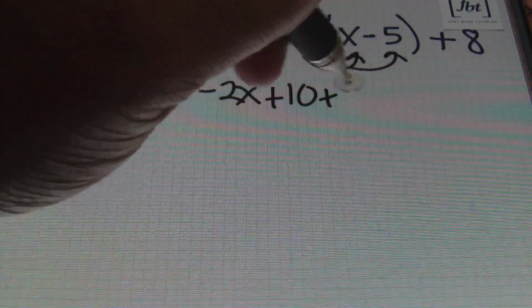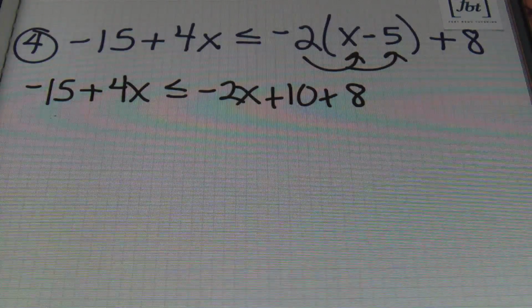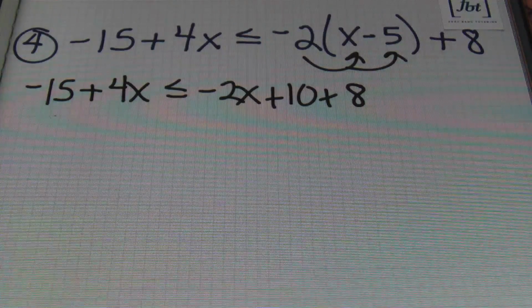All right. I don't like the 8 either. So I'm going to fix the 8. That's a much better 8. Don't you agree? So after I distribute, I'm going to now combine my like terms.